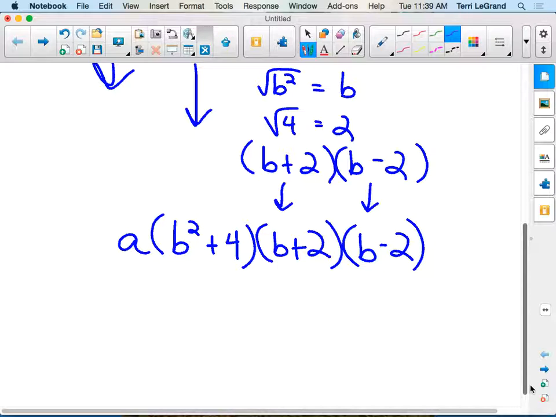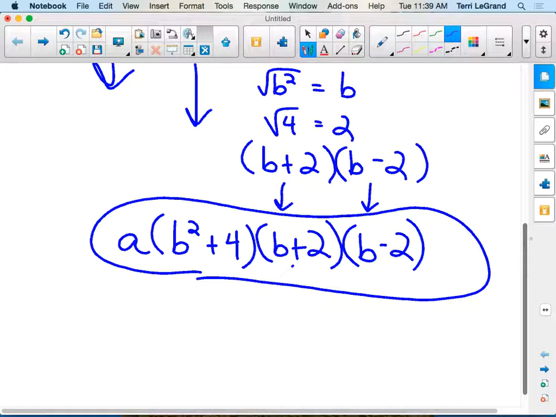4. One's a monomial, a, is a factor. This is a factor, b squared plus 4. This is a factor, b plus 2. That's a factor, b minus 2. 1, 2, 3, 4 factors in its factored name. Okay. You can't quit too early. Questions on that one?